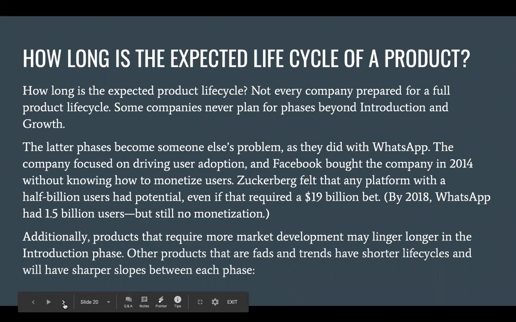Additionally, products that require more market development may linger longer in the introduction phase. Other products that are fads and trends have shorter life cycles and will have sharper slopes between each phase. Trends. Let me think of a trend. 2019, the scrunchies came back. So now not a lot of people wear them, but like literally everyone wore a scrunchie in 2019. So that lasted about a year, I'd say.